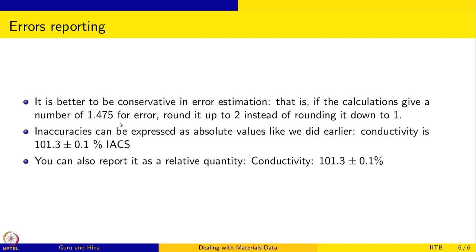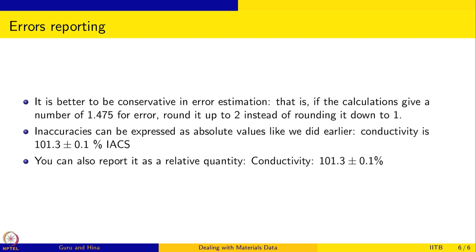And one more point that we have to remember is that it is better to be conservative in error estimation. If your calculations give some number like 1.475 for error, we should put it up as 2 instead of rounding down to 1. Even if it is 1.375, for example, which would round to 1.4, we should still report it as 2. This is just being conservative. If you actually round it off, it should be 1.1 say, but even then, if you want to be conservative about error estimates, you should always round it up instead of rounding it down. It is a good practice. So this is about significant digits and error.